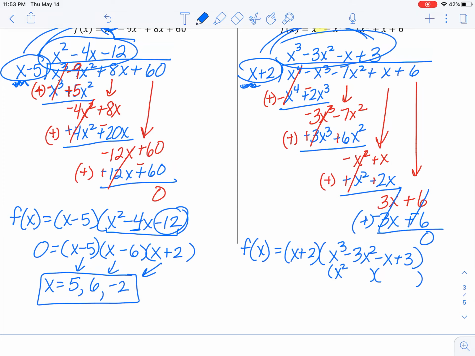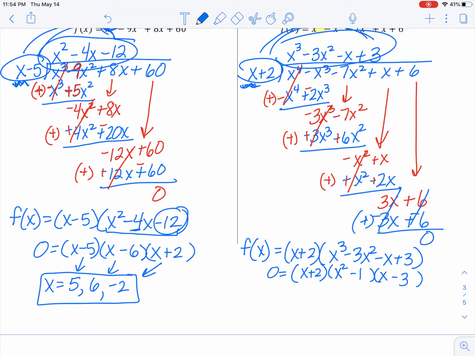To get x to the third, we're going to do x squared and x. Our next term is minus 3x squared, so here's the x squared. That means this is a minus 3. Our next term is minus x. Here's the x, so I need a minus 1. And then a minus 1 times a minus 3 is plus 3, like the quotient has. So there is my factoring along with my divisor, x plus 2.